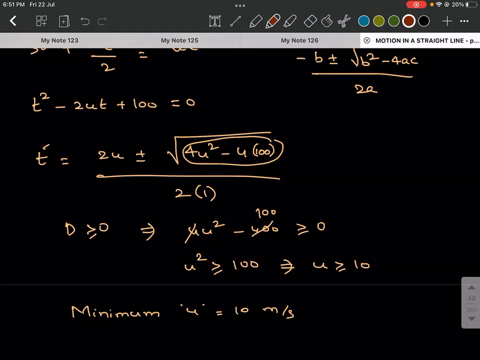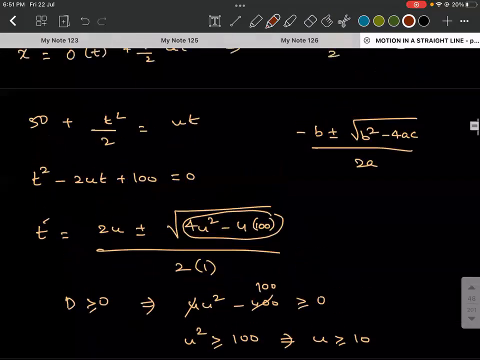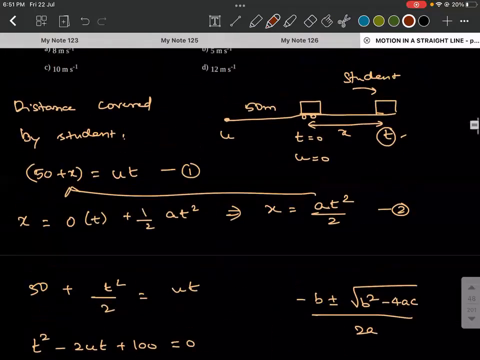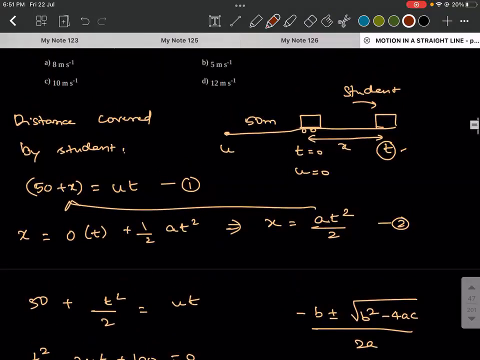What is the minimum velocity with which he needs to start? Okay. The problem is slightly clear. 11th, it is like that. Even your NCERT problems are like this. But you're able to understand the logic, so that is more important. Right?